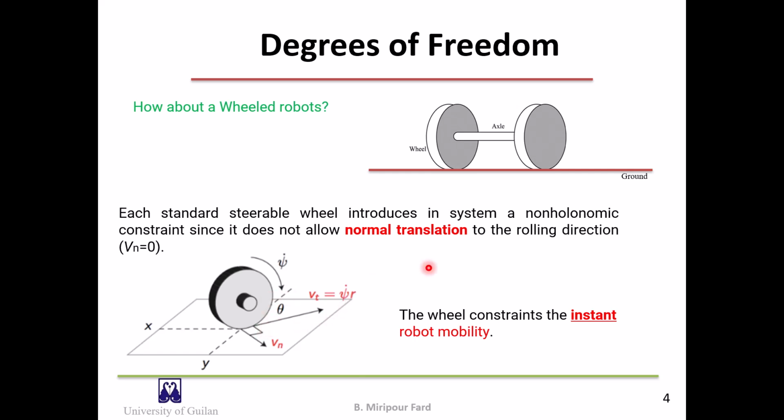Each standard steerable wheel imposes in system a non-holonomic constraint, since it does not allow normal translation to the rolling direction, in that Vn equals 0. In other words, the wheel rolls on the ground without slipping longitudinally nor skidding sideways.